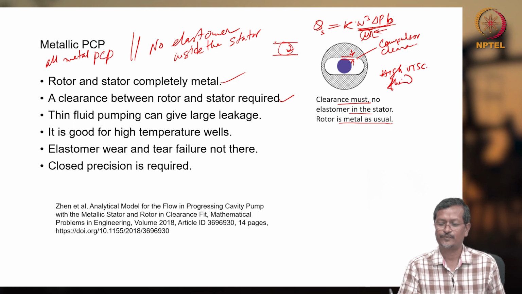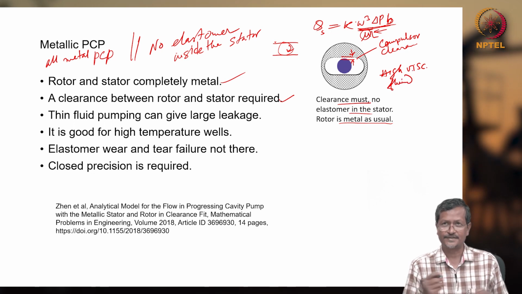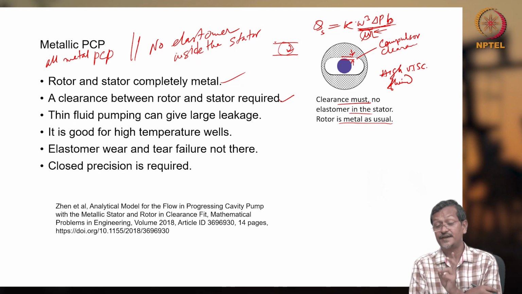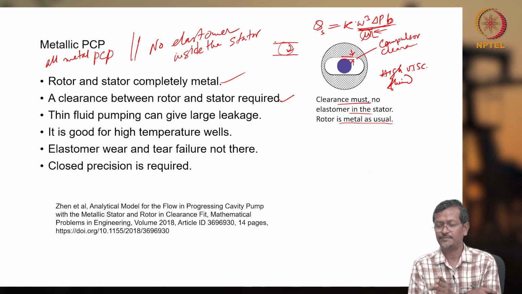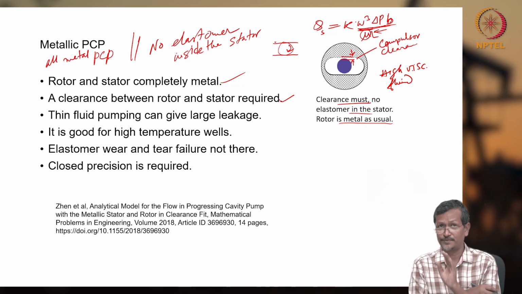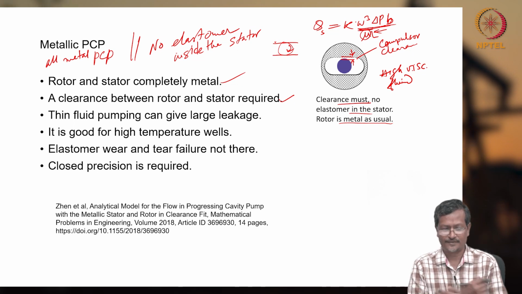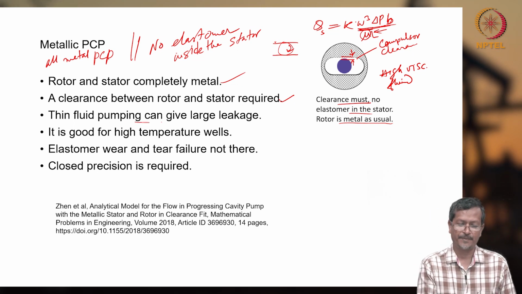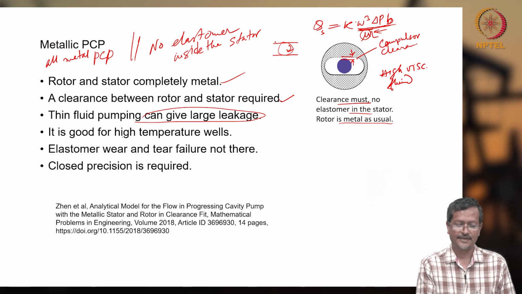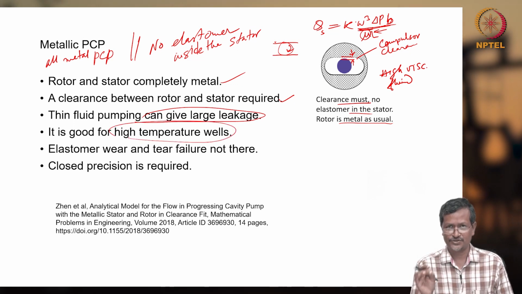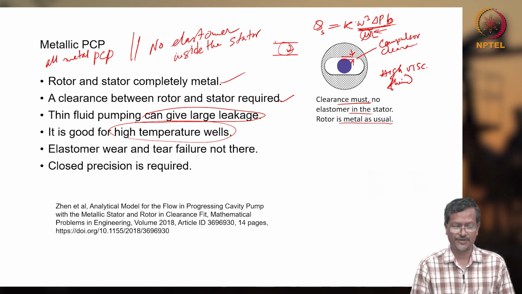For thin fluid, the leakage rate will be very high. Next, one is high viscosity, and the next is high temperature. If you are using an elastomer, there is a temperature limit, but in this case there is no elastomer, so there is no limit. Thin fluid pumping gives larger leakage, but it is good for high temperature. So this PCP is designed basically for high temperature application.